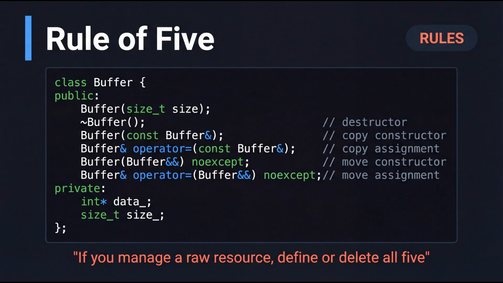In this buffer class, we own a raw pointer to allocated memory. The destructor must free it. The copy constructor must allocate new memory and copy the data. The move constructor must transfer ownership without allocating. If you define some but not all, you risk leaks, double deletes, or silent bugs. Define all 5, or better yet, restructure your type so the rule of zero applies instead.